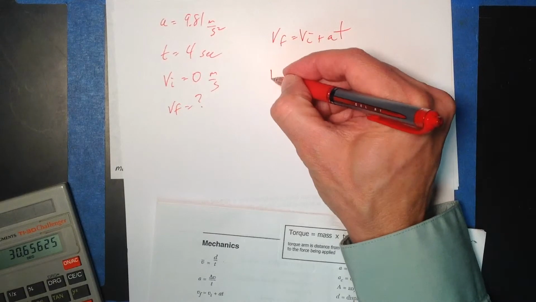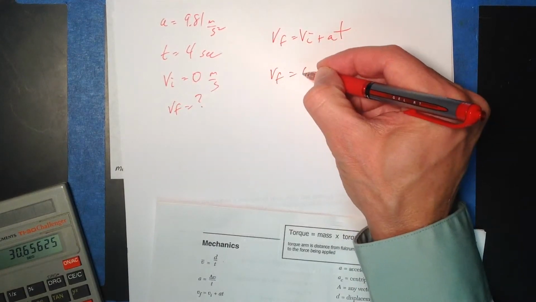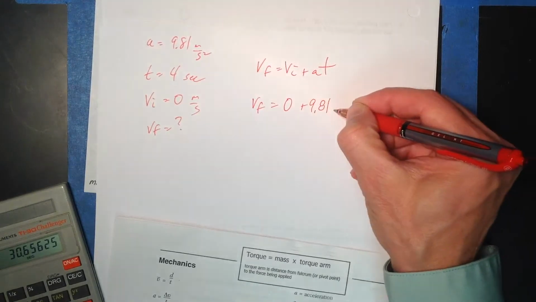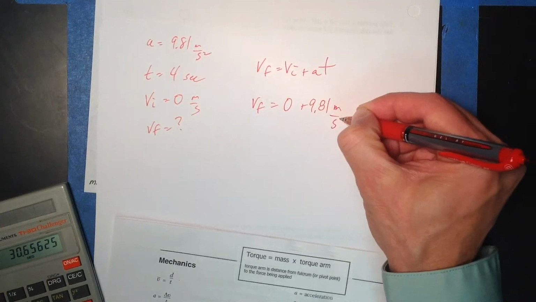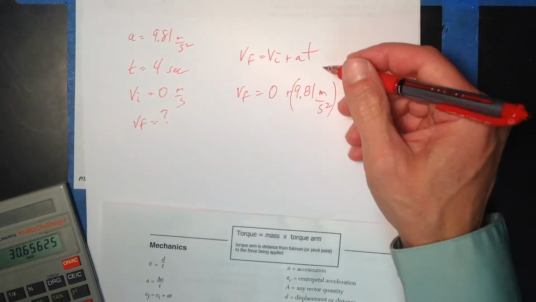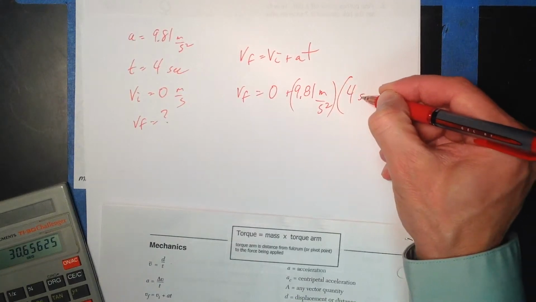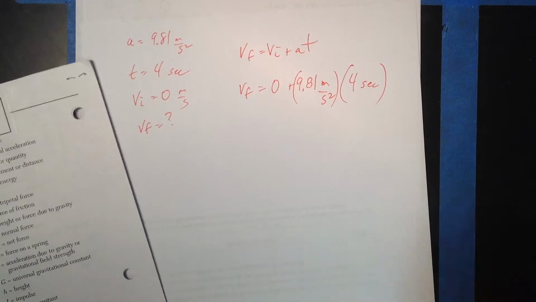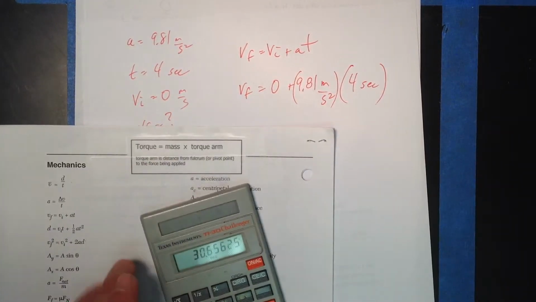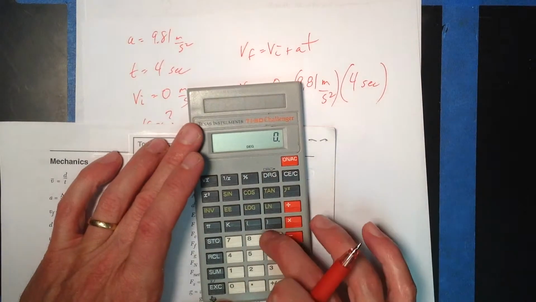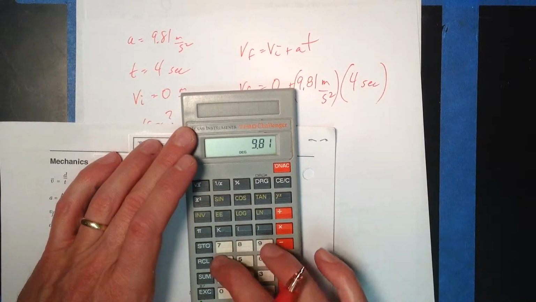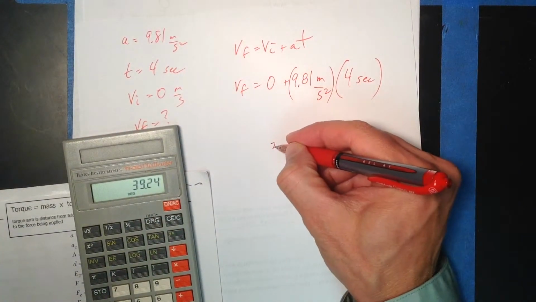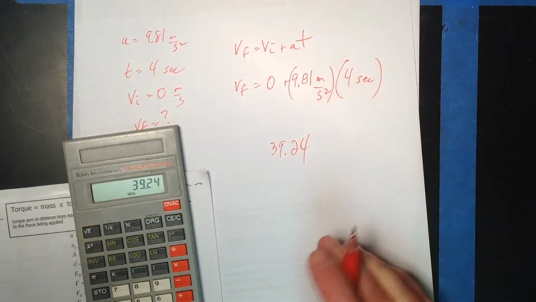And VF is what we're after. VI is going to be 0 plus 9.81 meters per second squared times time, which is 4 seconds. And now that should give us the answer. So let's do the numbers. 9.81 times 4 equals 39.24. Now let's do the units here.